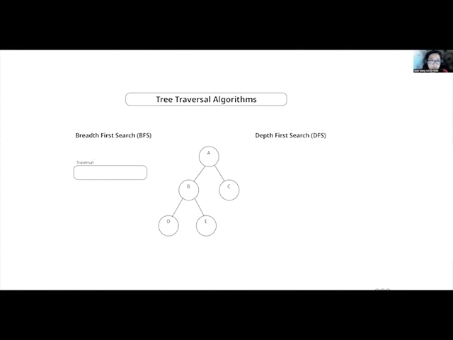There are two main strategies. One is breadth first search, and the other is depth first search. With breadth first search, we go through the tree and look at each level one at a time.